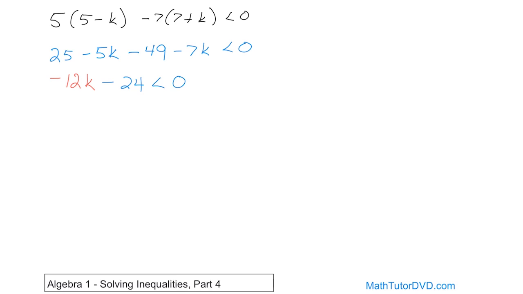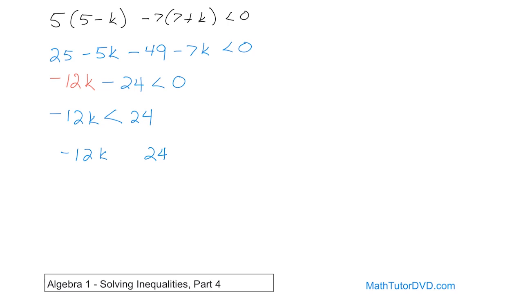All right, so we want to get k's on the left and numbers on the right. So we need to take this 24 and move it over by adding 24. So on the left, we'll just have the negative 12k. On the right, since we've added 24 to 0, we just have a positive 24 there. All we did was add 24 to the left, making it add to 0. On the right, we add 24, and there you go. So let me rewrite things. We have negative 12k and 24 on the right.